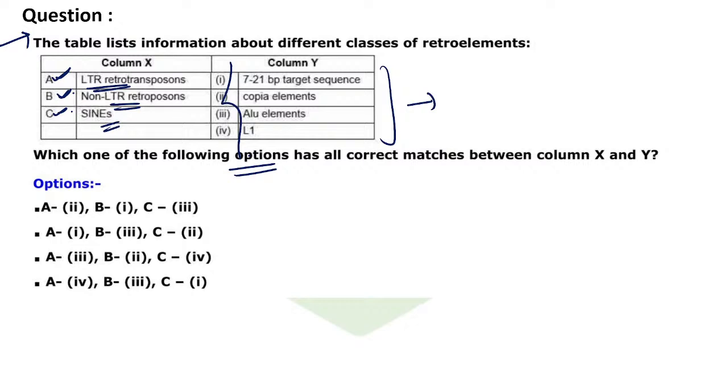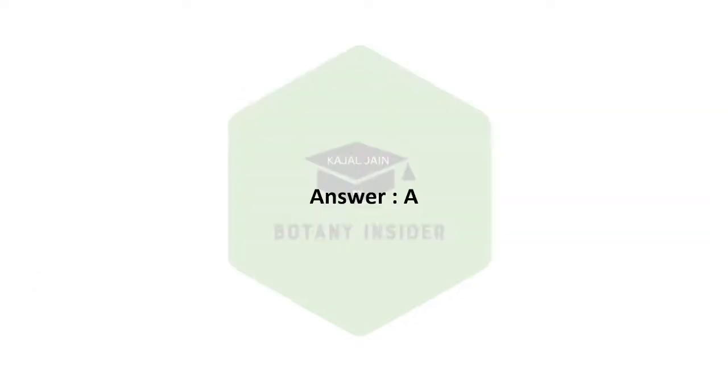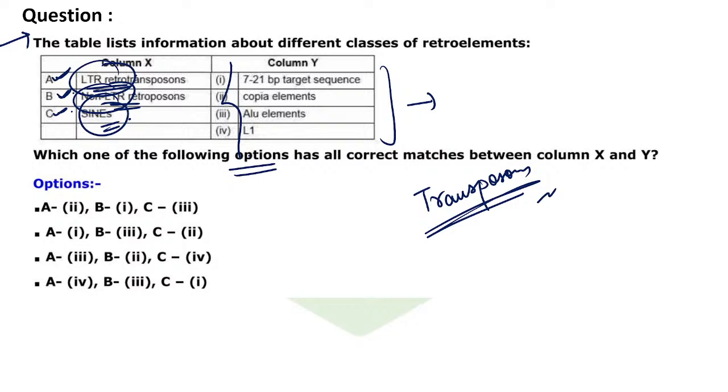This is a repeated question. In the previous years, if you see, the retrotransposon topic gets repeated many times. That's why I have kept this question again in the class as well, right? So LTR retrotransposons, non-LTR retrotransposons, and the SINEs. The answer for this is option number one. Very good. Two of you participated and both of you got the answer correct. So A is the correct answer.